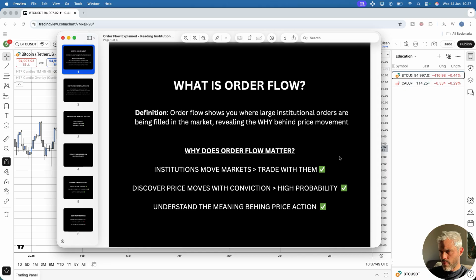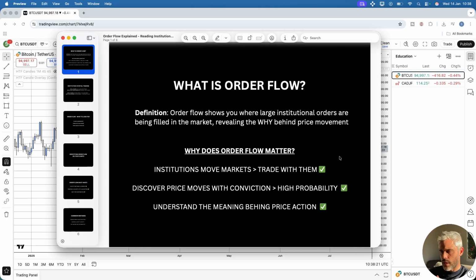Secondly, discover price moves with conviction. This essentially means that you want to discover that price action that actually leads to big moves in the market. Regardless of what time frame you're studying or trading on, you want to be taking high probability trades. And if you understand order flow, you're more likely to take higher probability trades, which is going to increase your win rate and ultimately lead to more profitability in the markets.